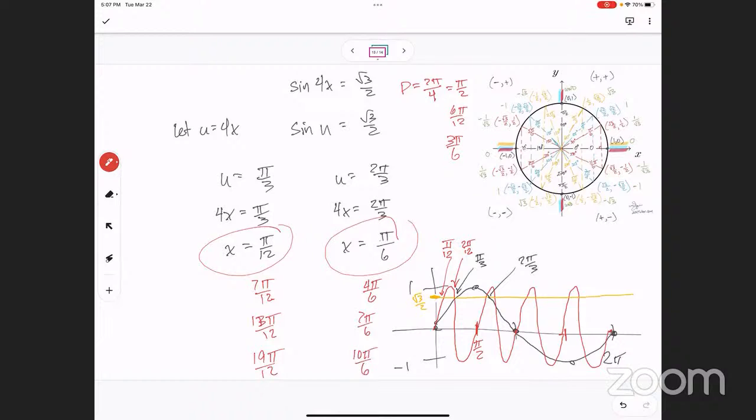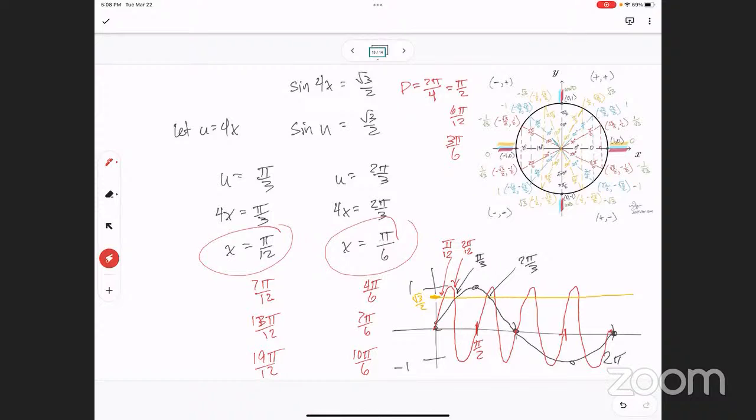Now, if you added it again, you'd be at 13 pi over 6, which is what? Too much. 13 pi over 6 is bigger than 2 pi. So you don't have to add it again. And then you could reduce these when you're done, like 4 pi over 6 becomes 2 pi over 6.